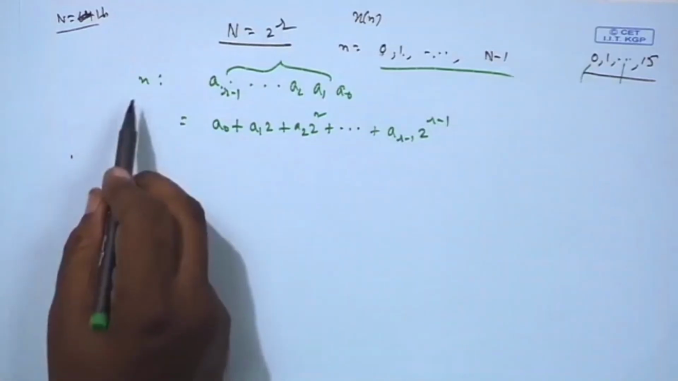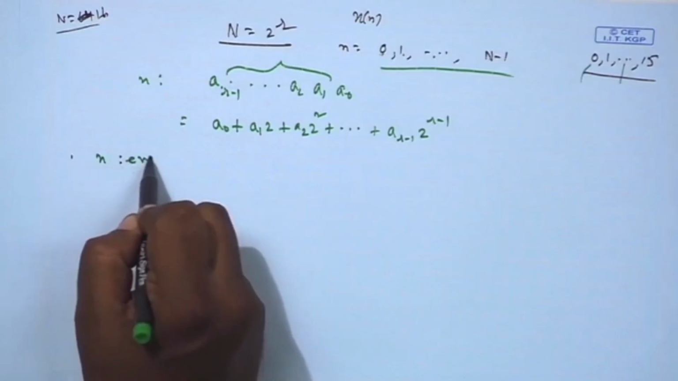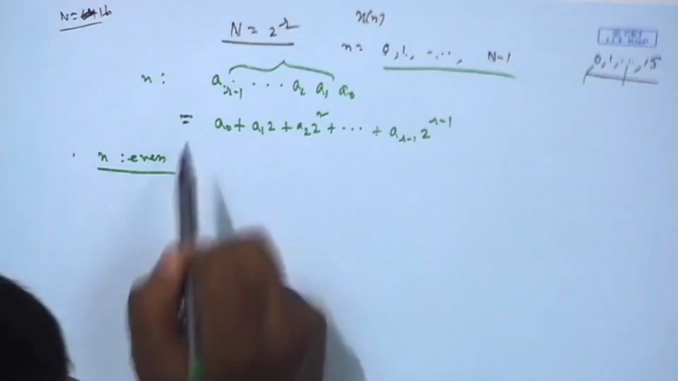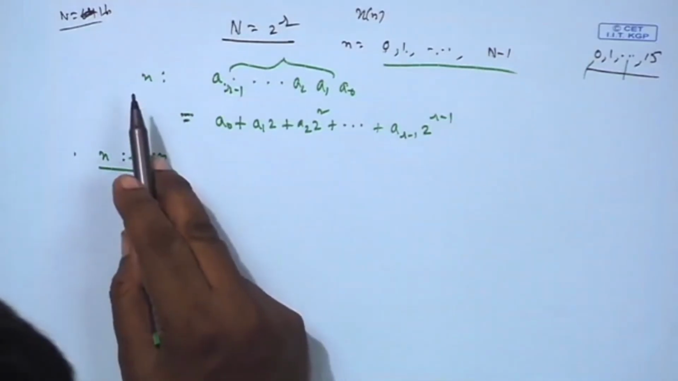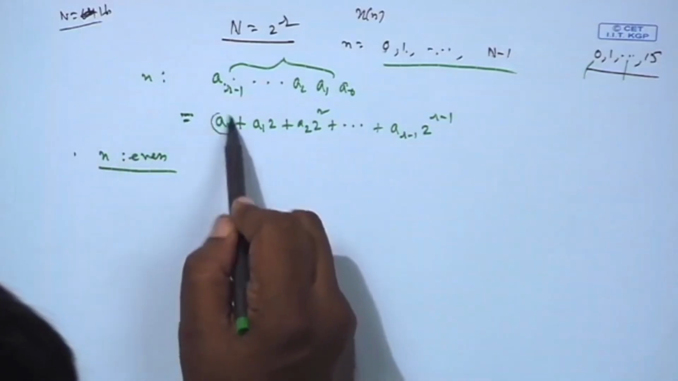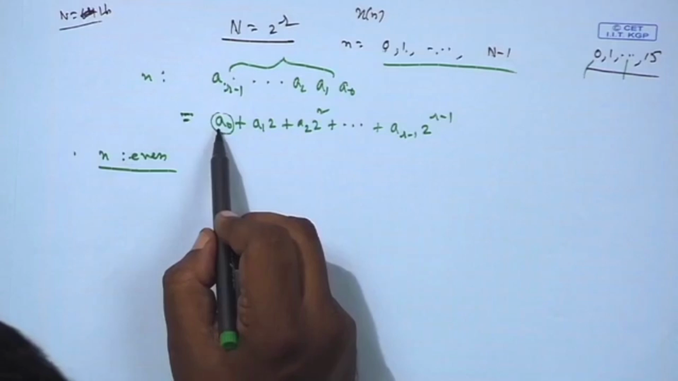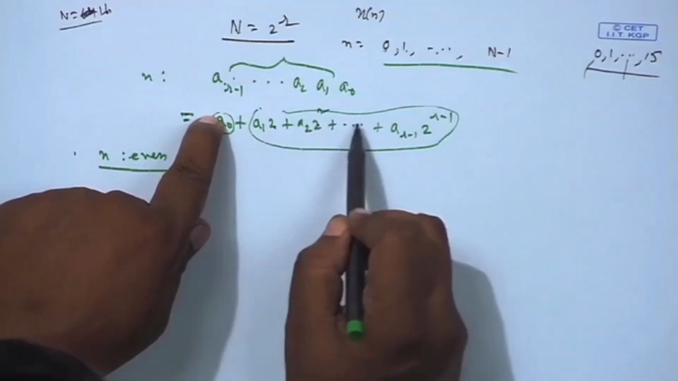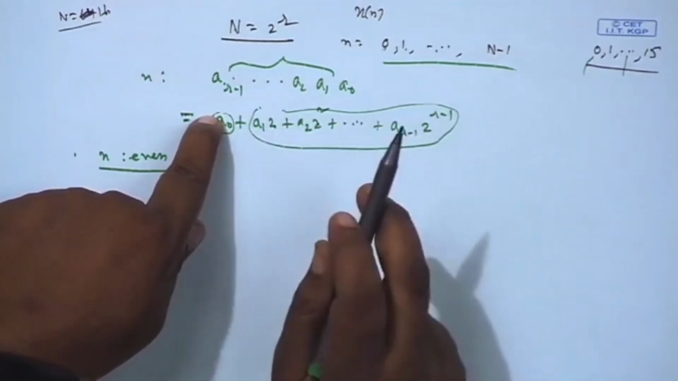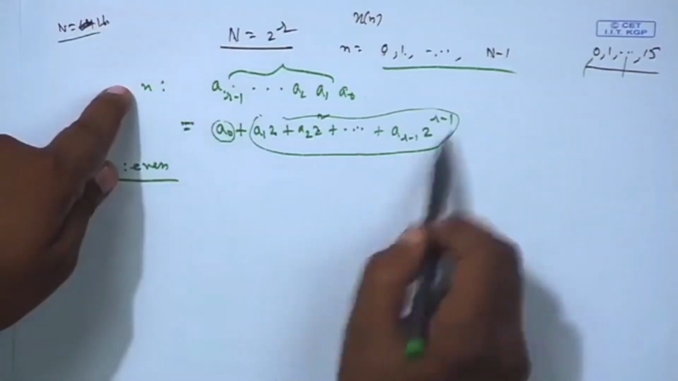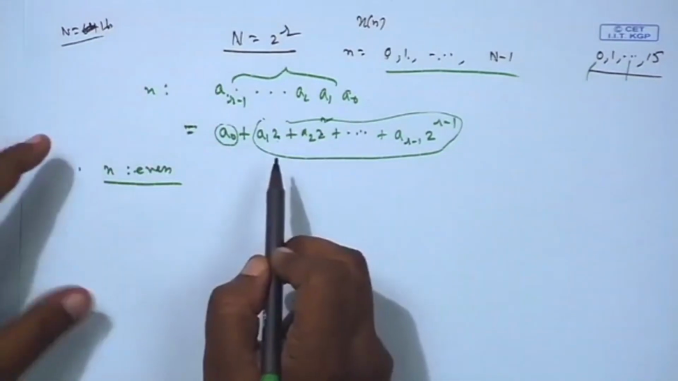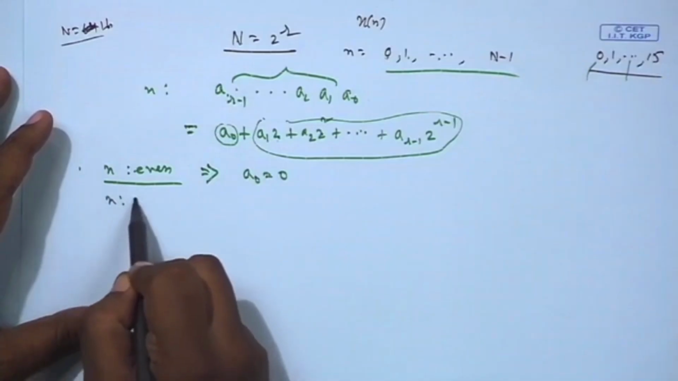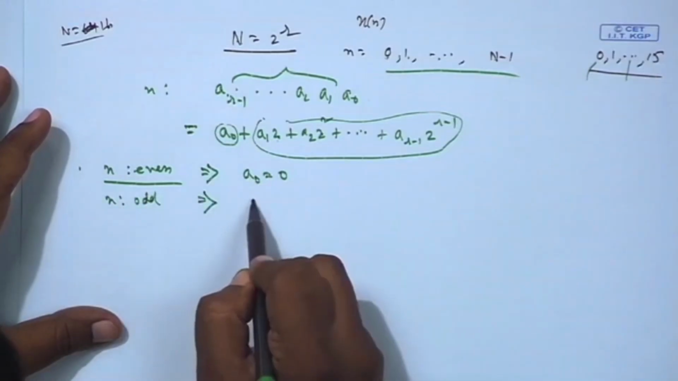Now, suppose n is even. In that case, if it is divisible by 2, that means a0 cannot be 1; a0 has to be 0, because the remaining part, 2 to the power 2, 2 to the power 3 up to 2 to the power r minus 1, is divisible by 2. But if a0 is 1 and you divide the entire thing by 2, there will be remainder 1, so it is not divisible by 2. So, n even means a0 must be 0 and n odd means a0 must be 1.